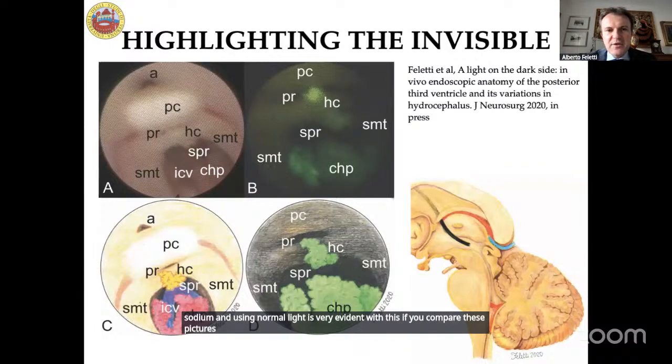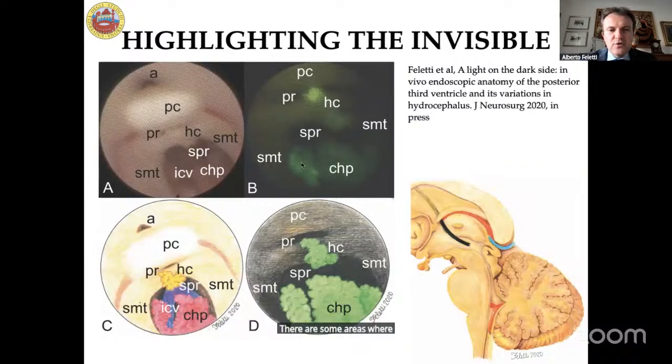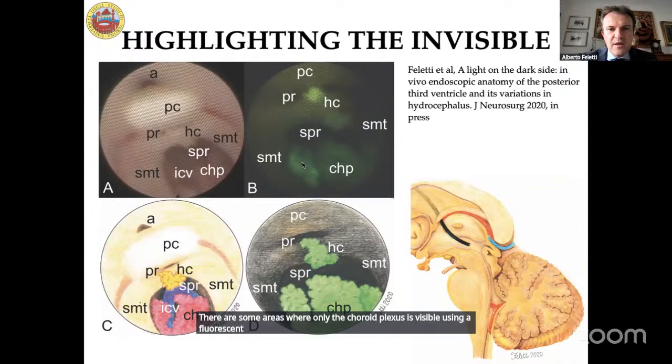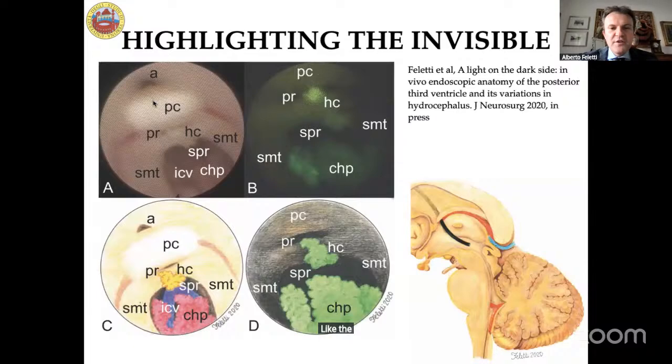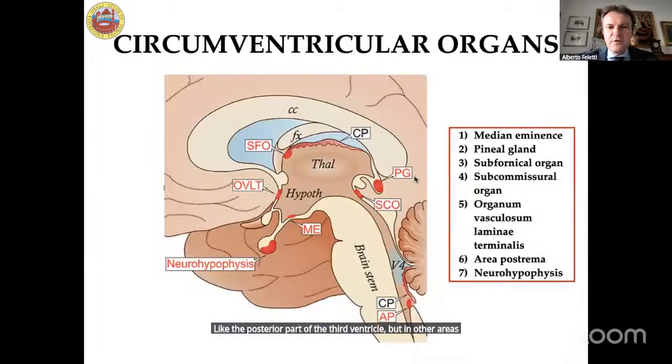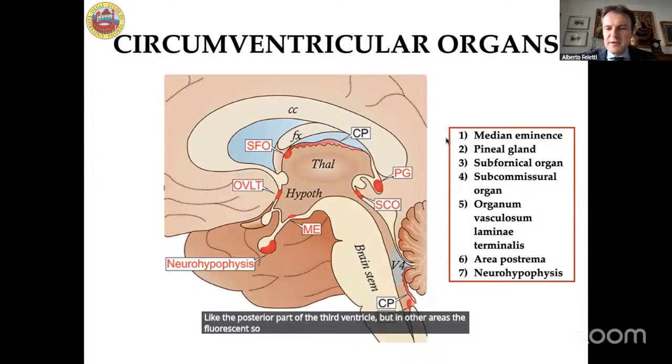There are some areas where only the choroid plexus is visible using a fluorescein sodium injection, like the posterior part of the third ventricle, but in other areas, the fluorescein sodium highlights some very important and intriguing areas. I'm talking about the circumventricular organs. We know 7 of them.